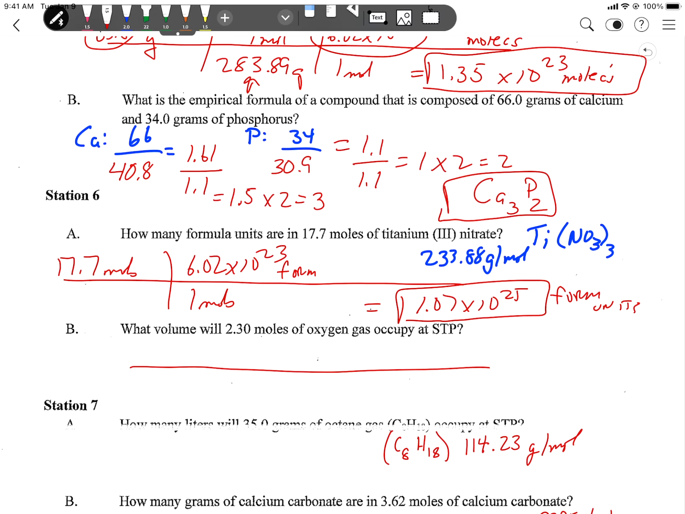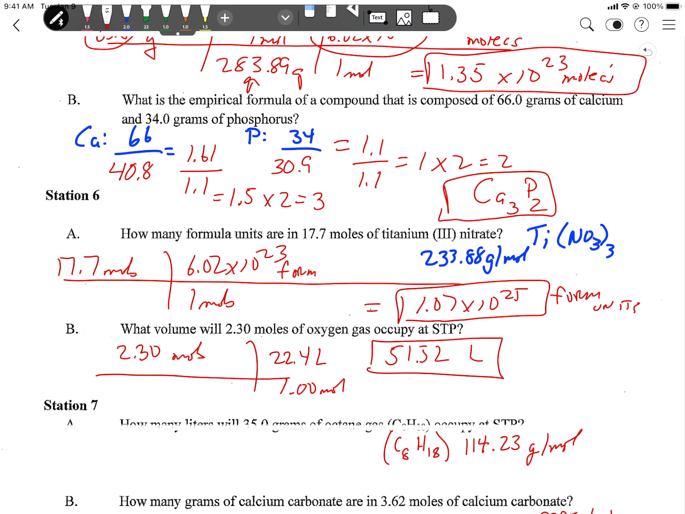We have a volume, we're looking for liters, and we're given 2.30 moles of oxygen gas. 1 mole down here, 22.4 liters here. 2.3 times 22.4 equals 515. Oh, that's the wrong number. Okay, not 515. Let's try it again. 2.3 times 22.4 is 51.52. That's better. 51.52 liters of that gas.